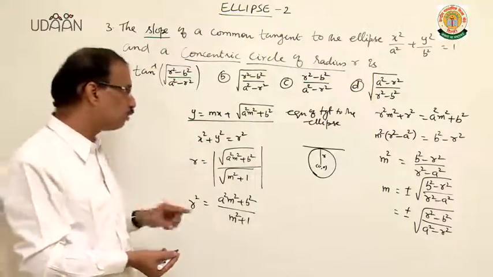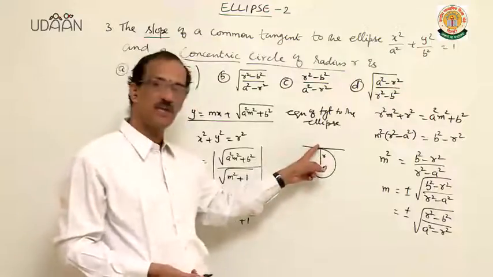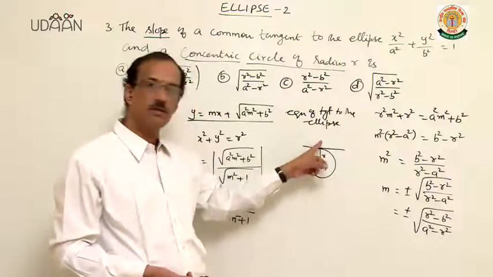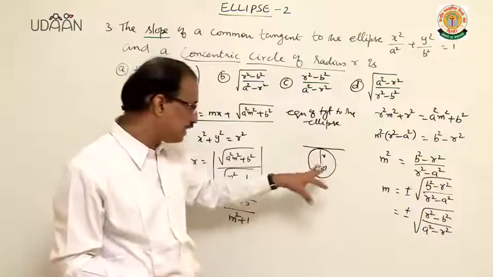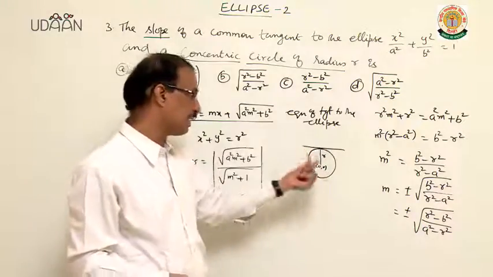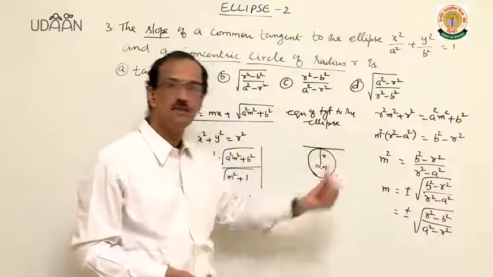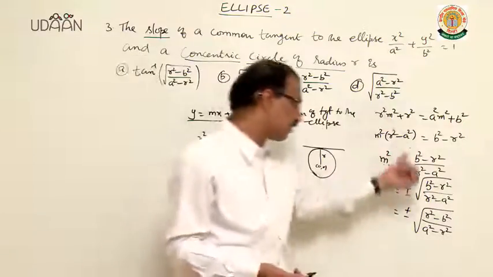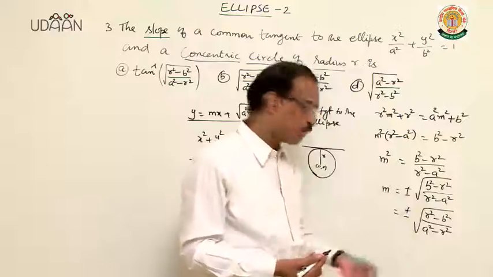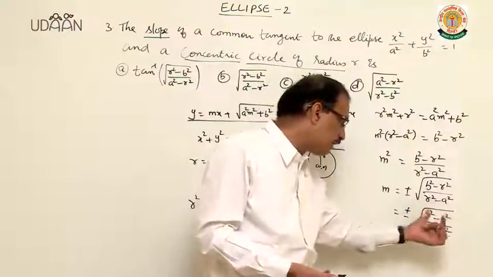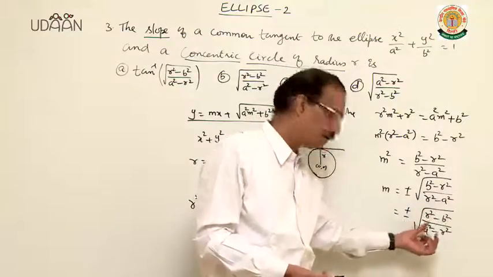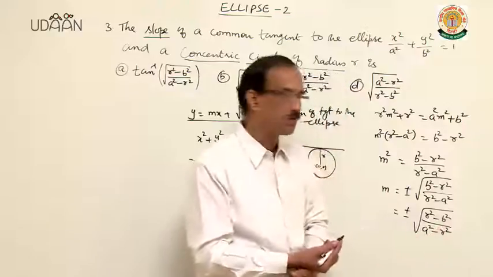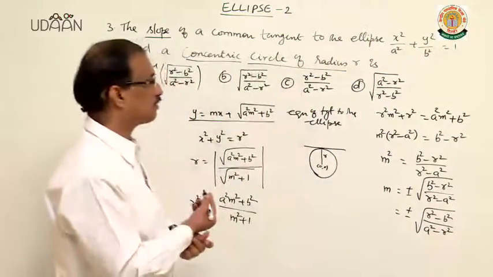We know that for a tangent line, the radius is perpendicular to the tangent, and the distance of this tangent line from the center is equal to the radius. So from there we get the relation m equals plus minus root of (r square minus b square) upon (a square minus r square). Now let us see what options we can get.